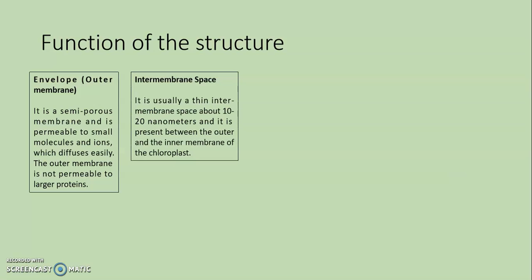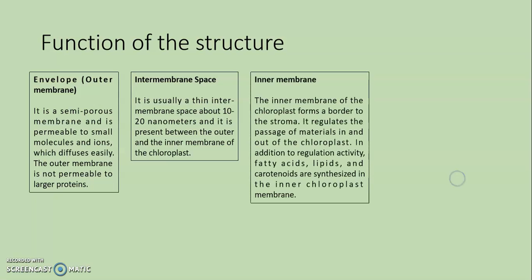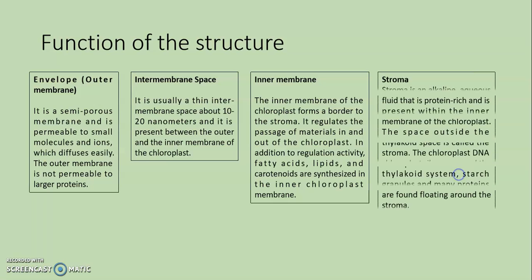Intermembrane space. It is usually a thin space of about 10 to 20 nanometers, and it is present between the outer and the inner membrane of the chloroplast. Inner membrane. The inner membrane of the chloroplast forms a border to the stroma. It regulates the passage of materials in and out of the chloroplast. In addition to regulation activity, fatty acids, lipids, and carotenoids are synthesized in the inner chloroplast membrane.